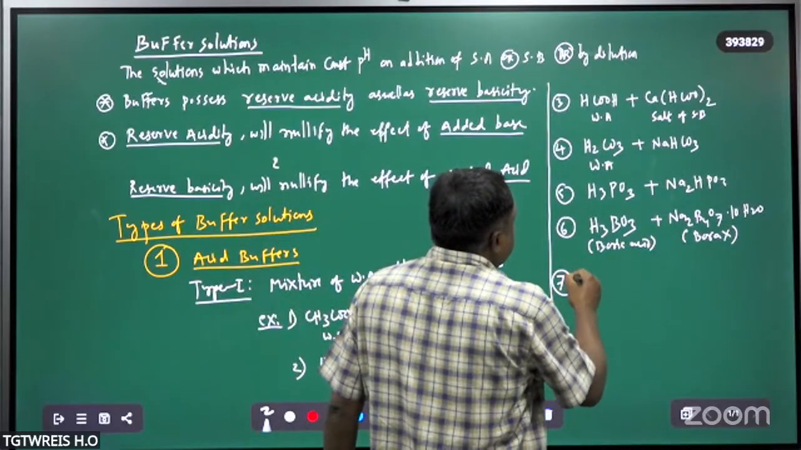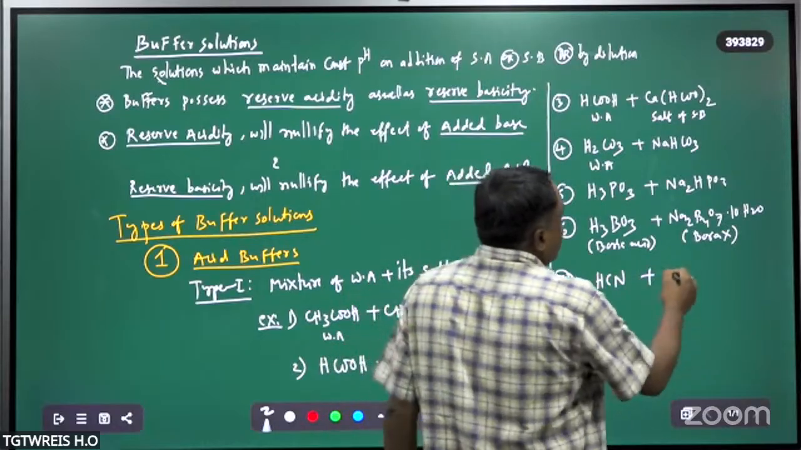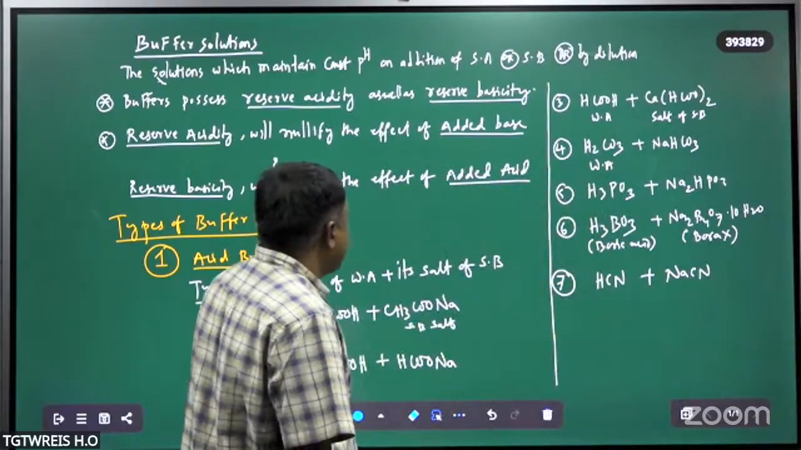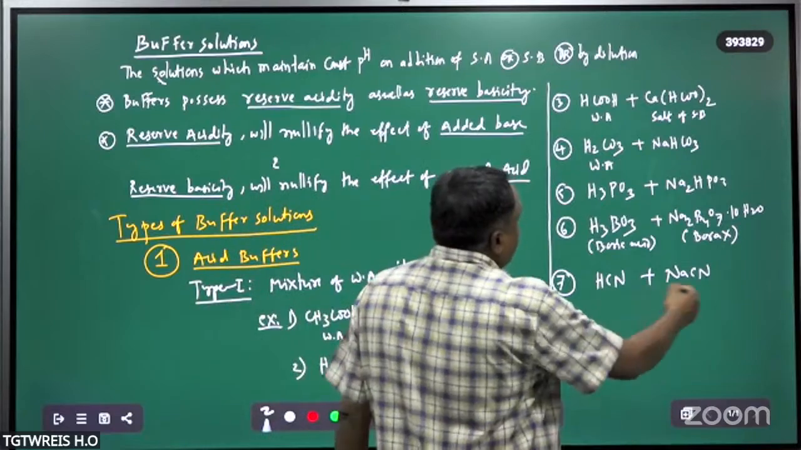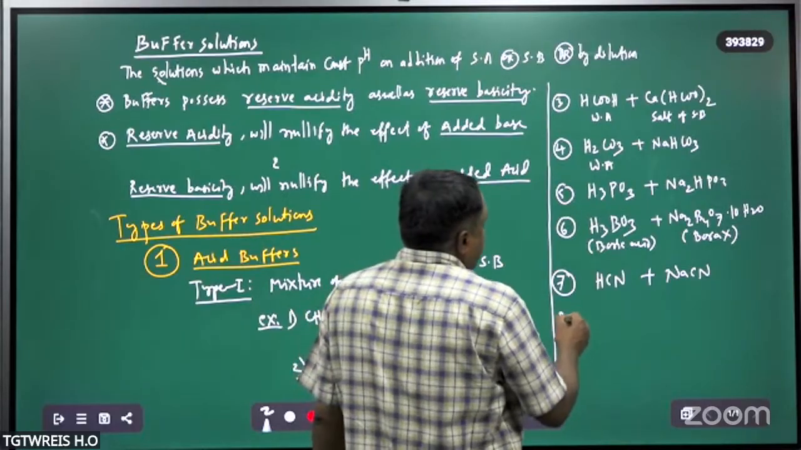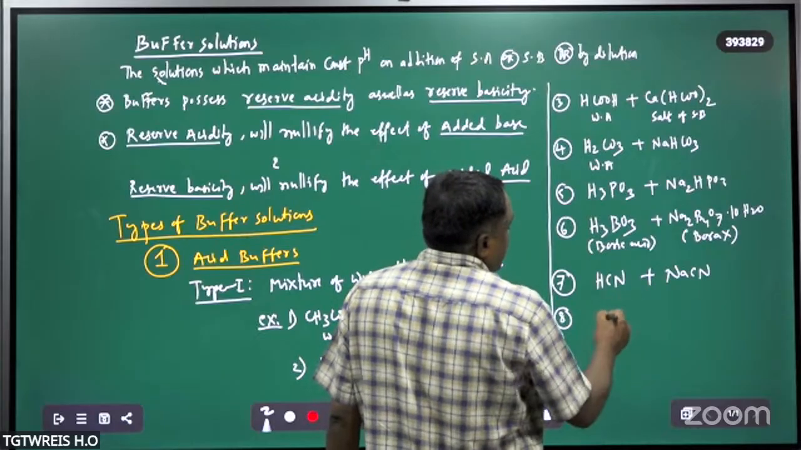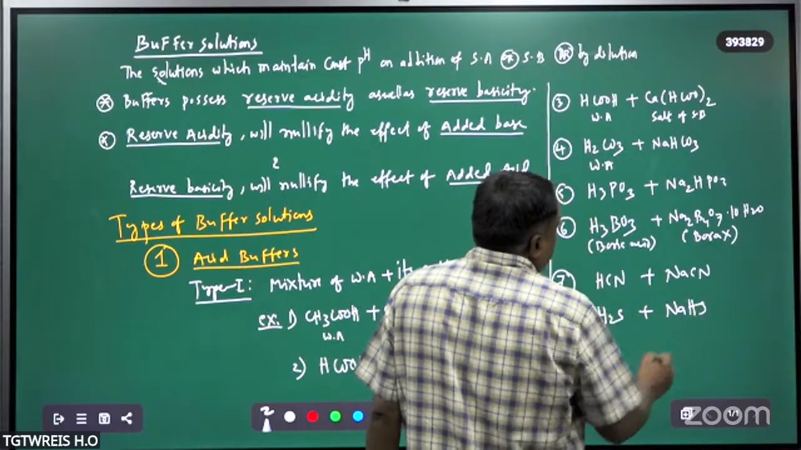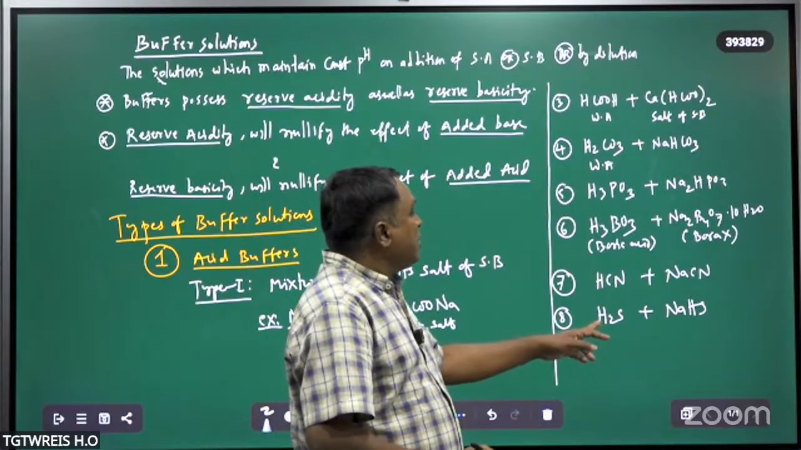And the seventh is, suppose HCN is a weak acid and NaCN is a salt of its strong base. HCN is a weak acid, so the combination of HCN and NaCN is also acting as a buffer. And next, suppose you take H2S and NaHS. So this also acts as an acid buffer.